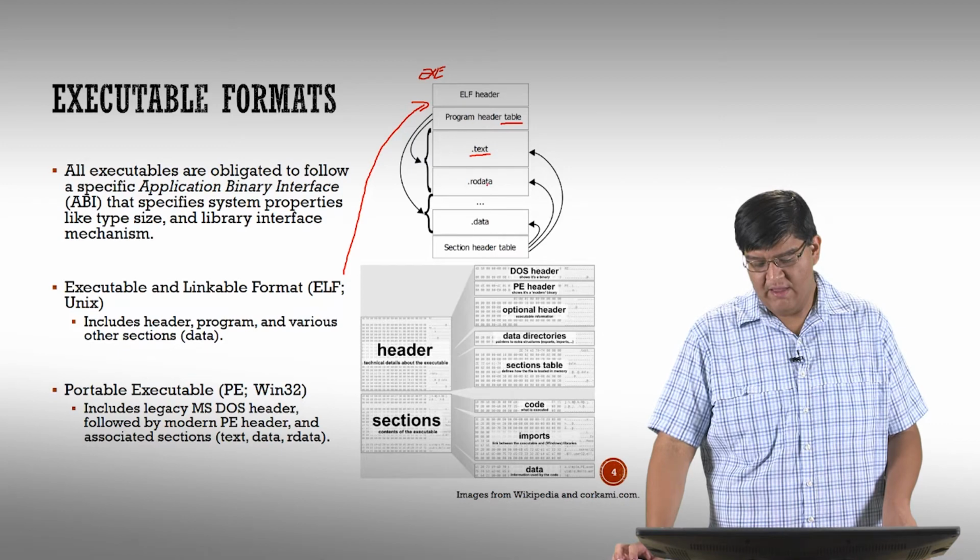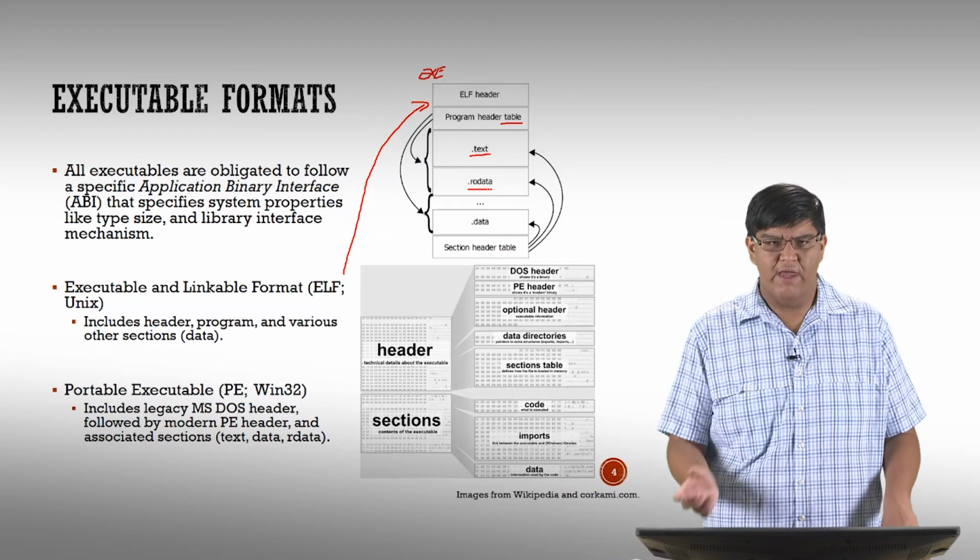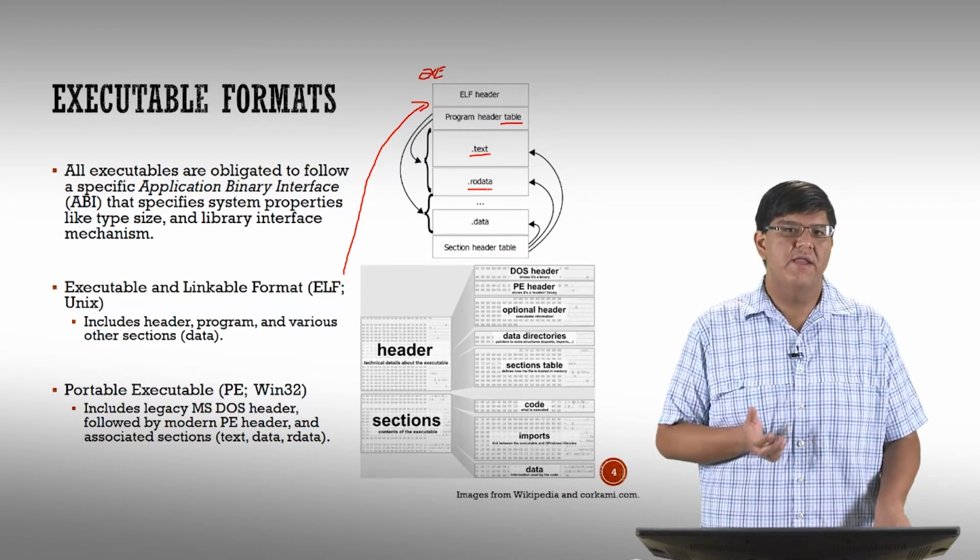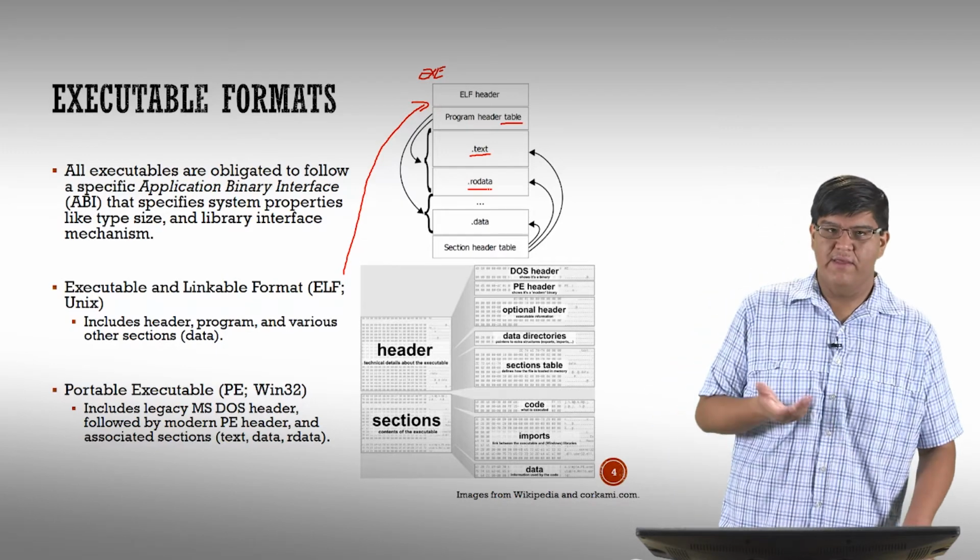Then it's followed in ELF format by RO data, which is something we didn't have in the previous slide. But RO data is basically just read-only data. So that's things like constants.